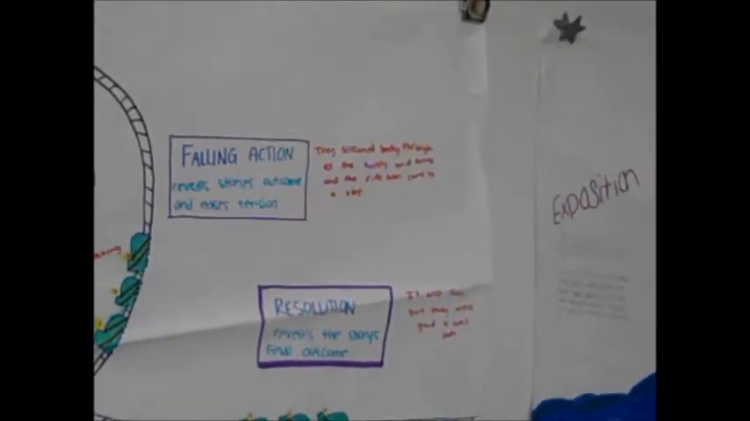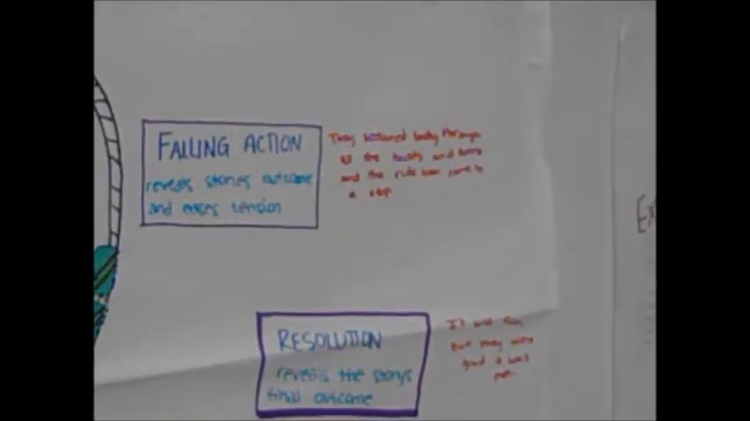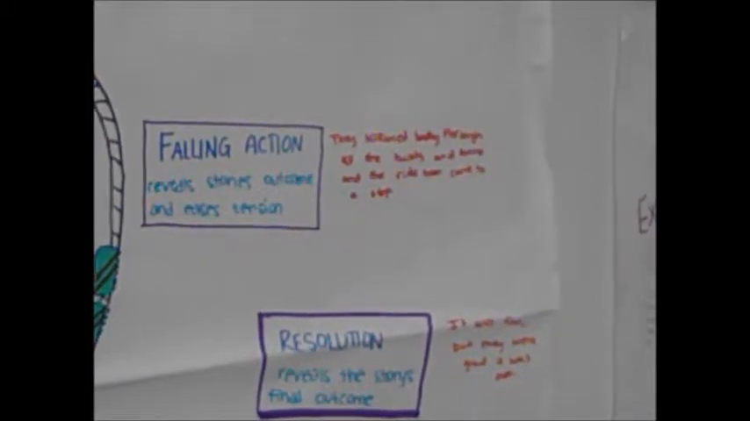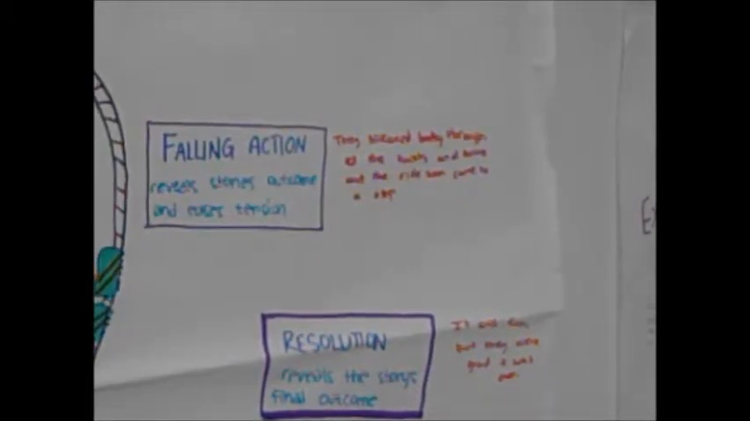In the following action, as they come back down around the loop, it says they screamed loudly through all the twists and turns, and the ride soon came to a stop. So he tells us how the story ended up happening. As we would have expected, they made it all the way around the loop, and they're good, and it was fun. So the resolution of the story was it was fun, but they were glad it was over.